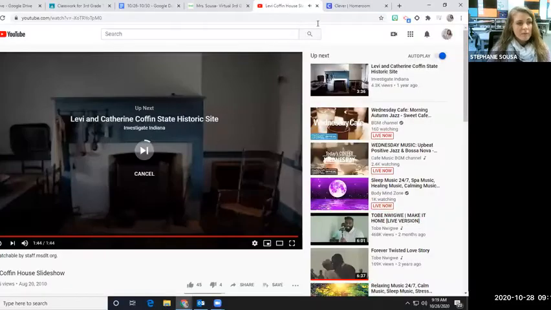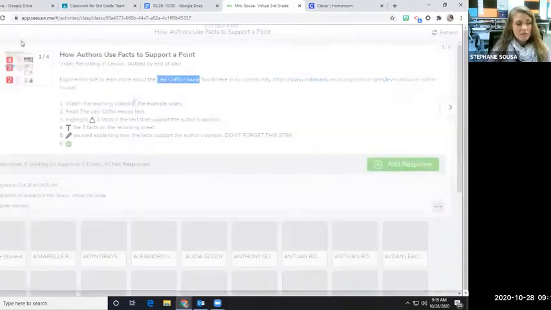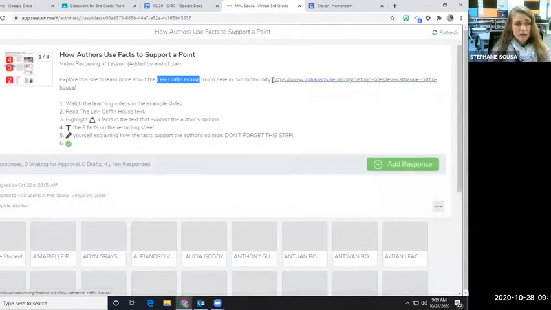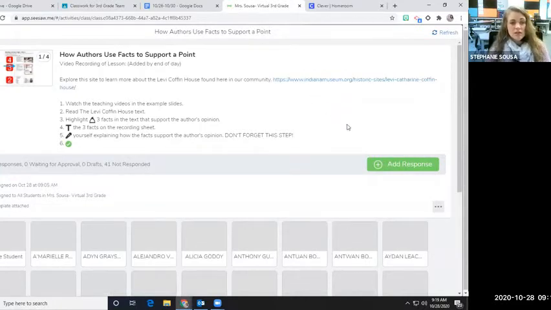Okay, I'm going to be pushing out a link to you guys, and this link is going to give you some background information on the Levi Coffin House. I'm going to ask that you go to this link inside of your breakout room, and I want you to discover why this is an important place in Indiana. I'm not going to tell you why. I want to see if you can find it. Why is this an important place in Indiana?